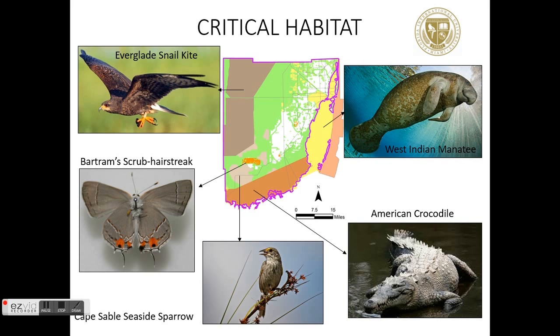Another species is the scrub hairstreak, which is shown here in orange color. Another species is the seaside sparrow, this little bird. Another species is the American crocodile, which is located on the south part of the county. And the last species is the West Indian manatee. They are located on the east side of the Miami-Dade County.